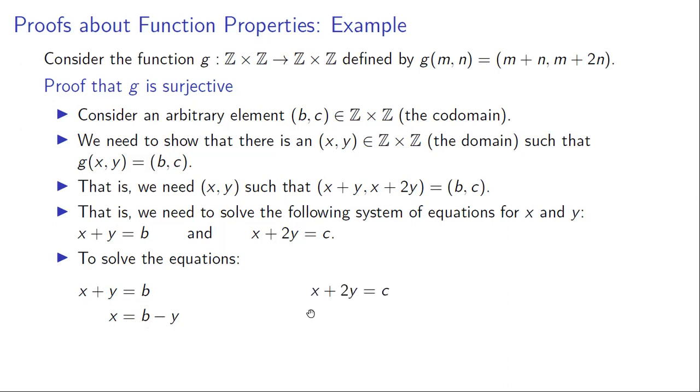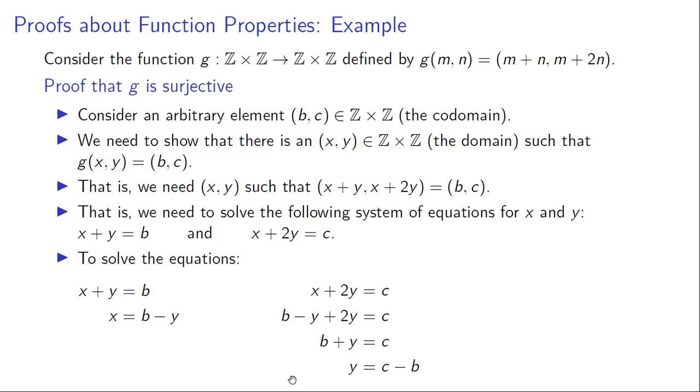Next, I'll say the following. We know that x plus 2y is equal to c, right? That's the given equation. So now what is x? X, we saw here, is b minus y. So that's b minus y plus 2y is equal to c. Here we have b minus y and plus 2y, so that becomes b plus y is equal to c. And we can solve for y, that gives us y is equal to c minus b. So we've solved for y.